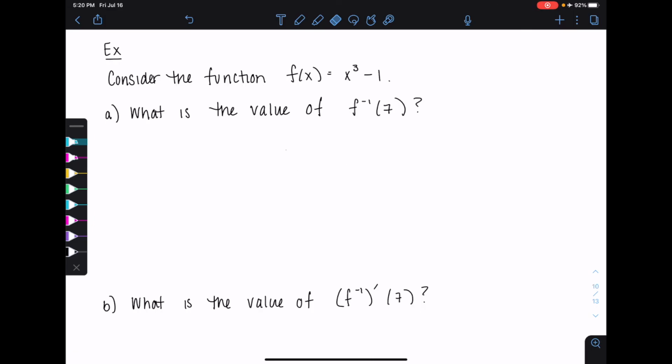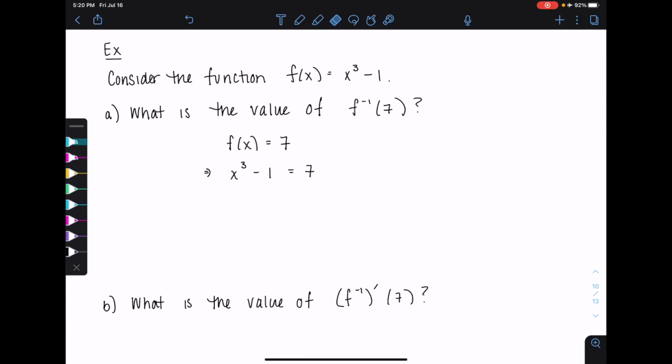So let's try another example. We've got a function f of x equals x cubed minus 1. This one's not too bad. You could actually find the inverse function, but I'm still going to go through the same process. I want to figure out what is the value of the inverse function when I plug in 7. This being the input of my inverse is the same thing as solving when does my function have an output of 7. So instead, I'm going to figure out where does my function equal 7.